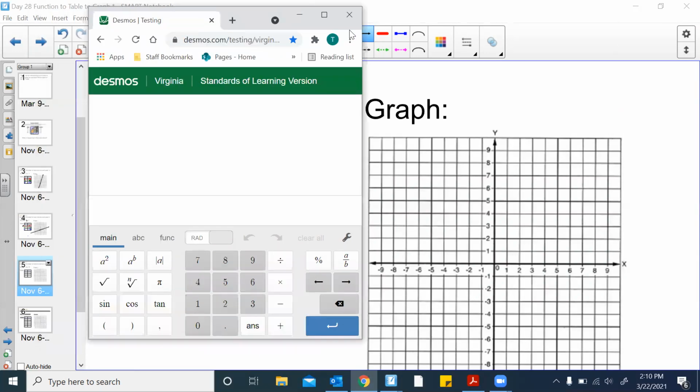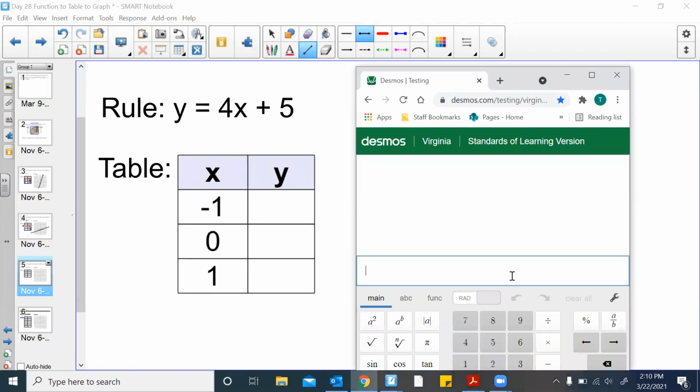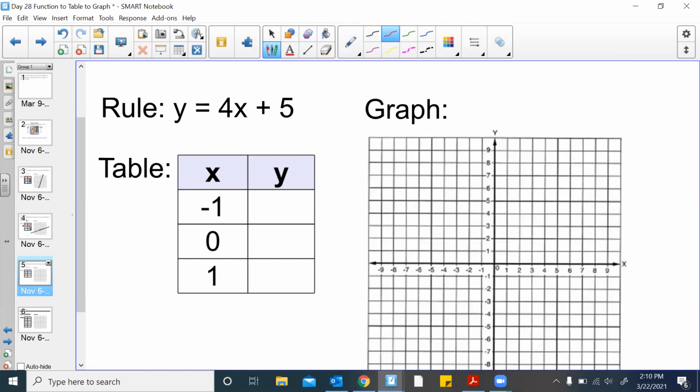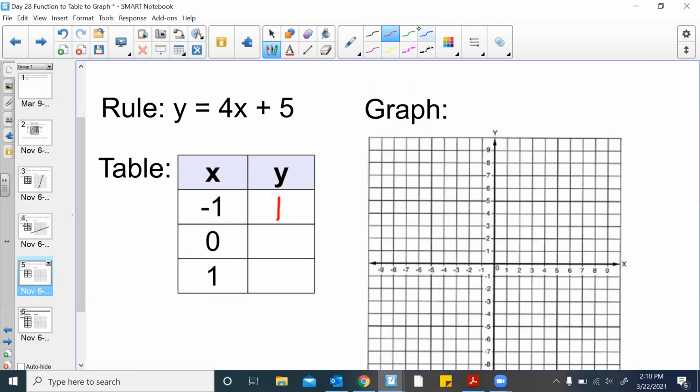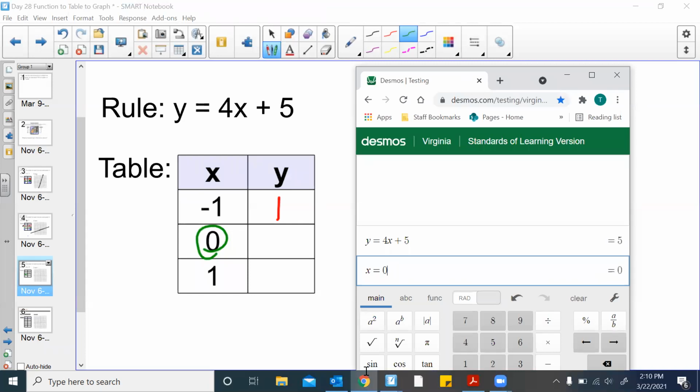All right, so don't need this graph yet. So like substitution, we type in our rule, y equals 4x plus 5. Hit enter, x equals. And just test out all of your values, right? We're just going to test out -1 first. So type in a -1 for x, and you'll see that I get a -1. That's my y value. All right, next I need to test this 0. And when I put in a 0, you'll see that I get 5 for y, right?